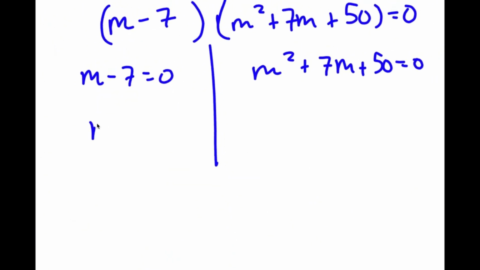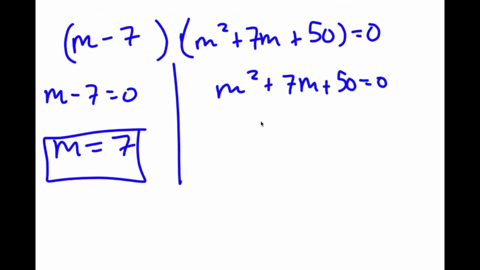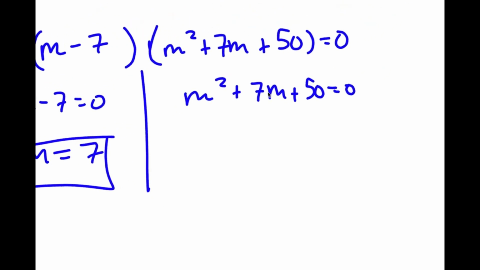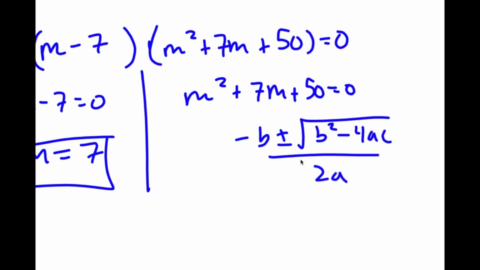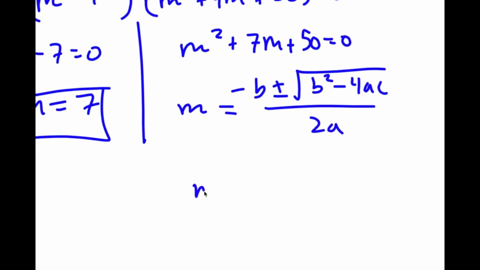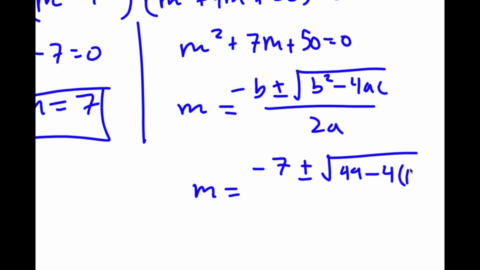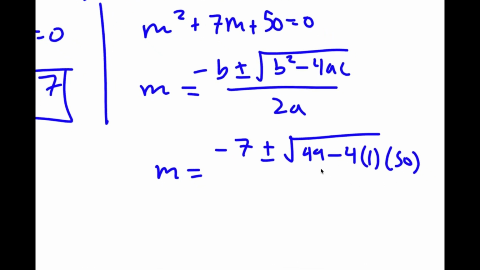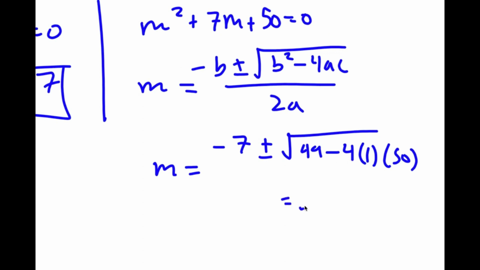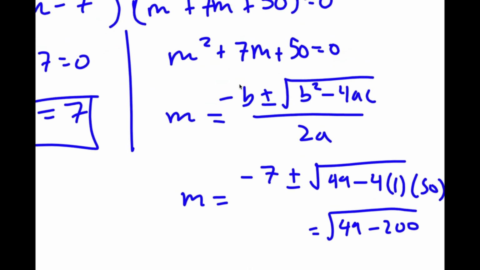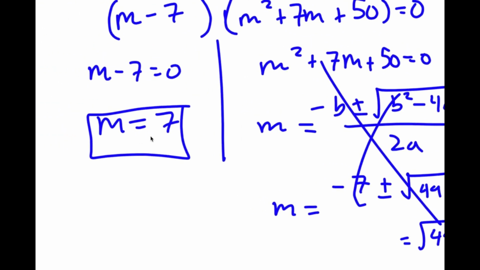So m minus 7 equals 0. This is the same thing as m equals 7, so this is already one solution of m. And for m squared plus 7m plus 50, you have to use the quadratic formula, which is negative b plus or minus the square root of b squared minus 4ac all over 2a. So this is the same thing as negative 7 plus or minus the square root of 7 squared, which is 49, minus 4 times a, which is 1, times c, which is 50. And if you notice, this is the same thing as the square root of 49 minus 200, which is going to be a negative number, meaning this won't work, and my only solution is m equals 7.